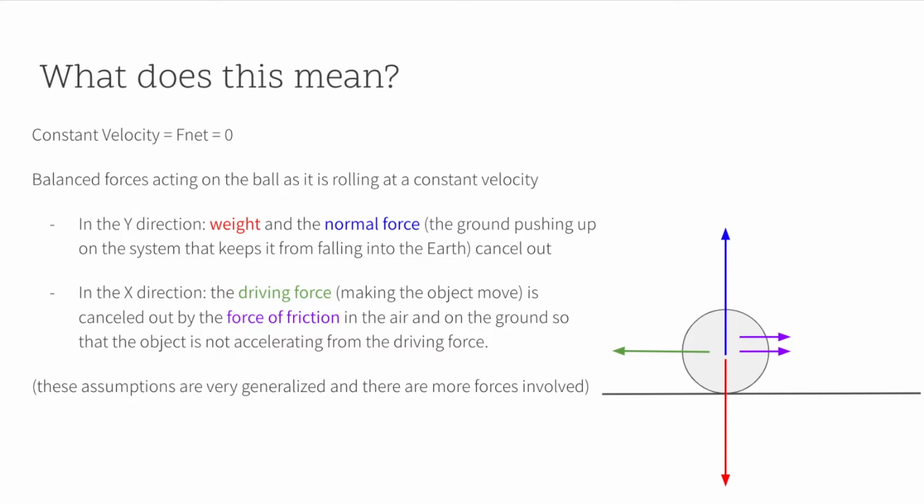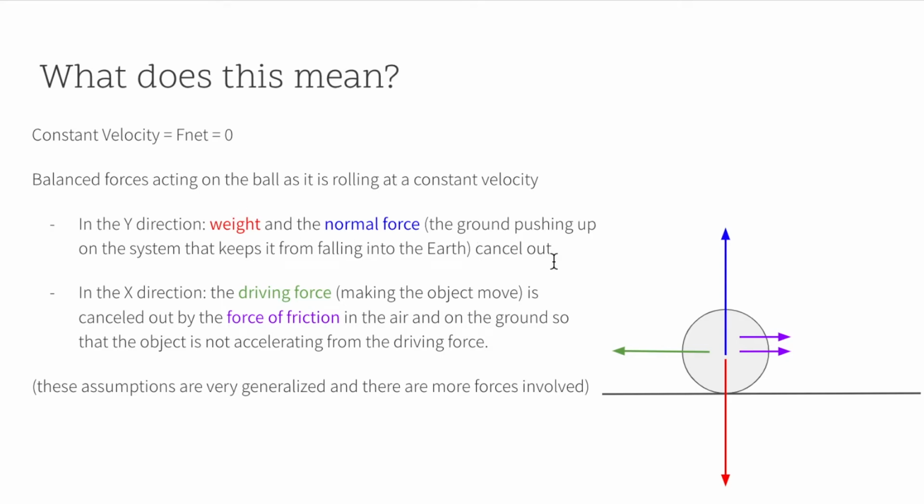Once again, if we have constant velocity, that means that the net force is equal to zero, and we have balanced forces acting on the ball. So in this diagram, I denoted the blue vector to be the normal force, which is the ground pushing up against the system that keeps it from falling into the earth. And then the red one is the weight, which is an equal length to the blue vector, which means that it's just staying still and canceling out in the y direction.